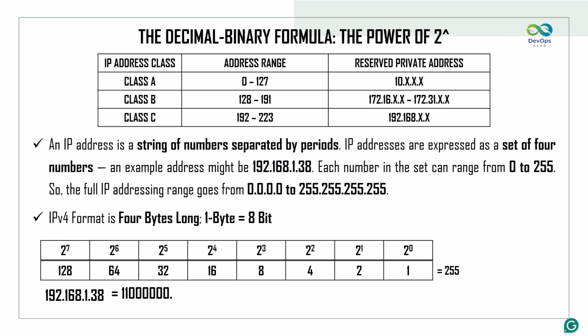11000000. Now, how did we know that it's 192? 192 is basically an addition of 128 plus 64. So 128 plus 64 is going to give us what? 192. And then the rest is 0. So that's how we got the 192.